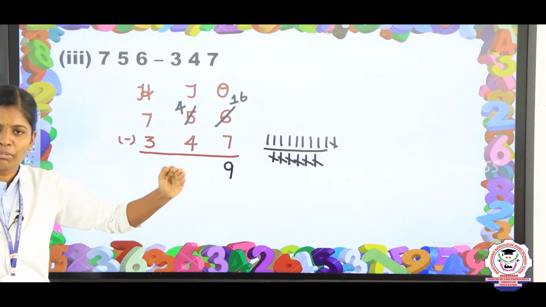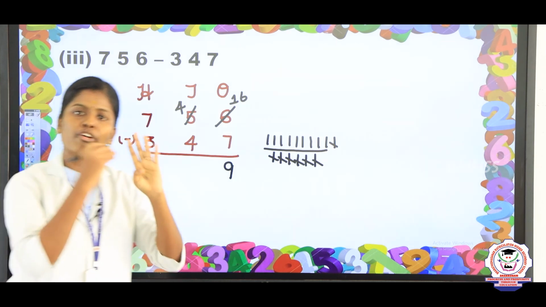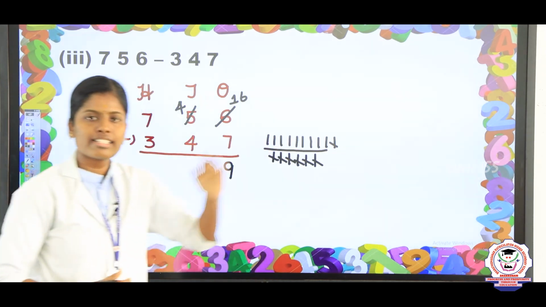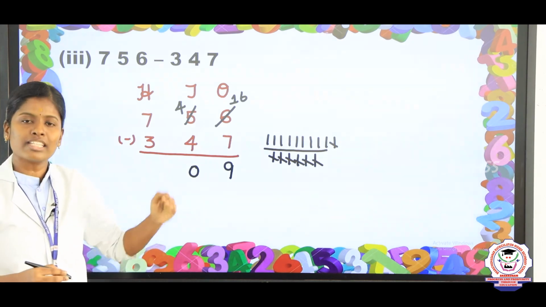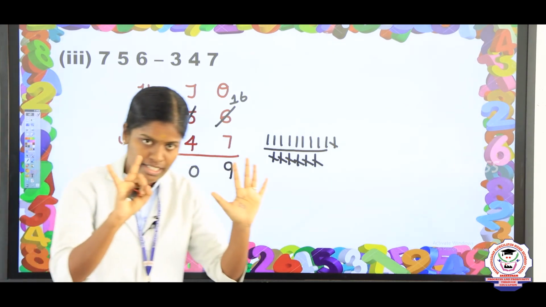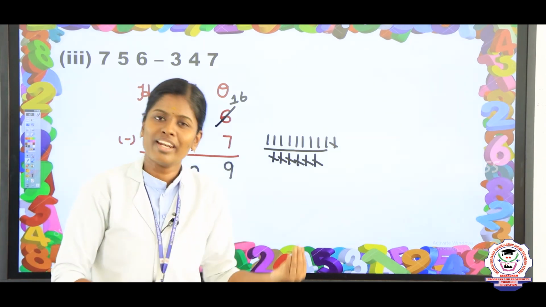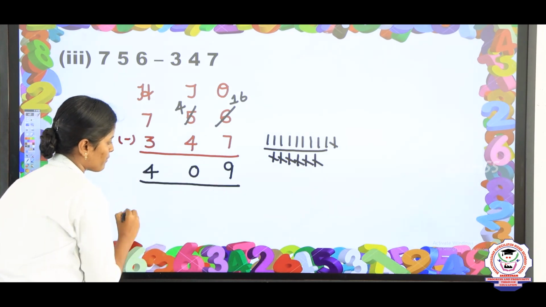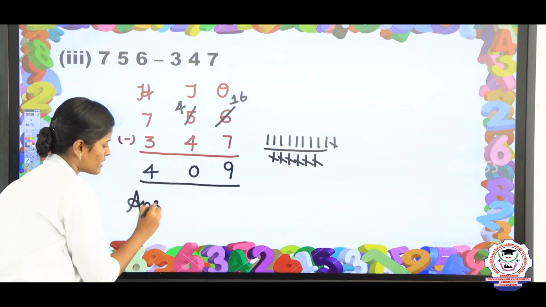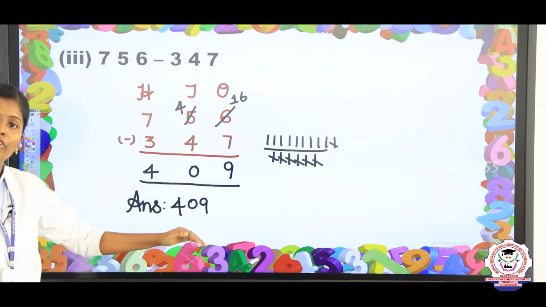Next take the tens place value. Here the tens place values are the same numbers. So 4 minus 4. The answer is 0. Next take 7 minus 3. So show your 7 fingers and fold 3 fingers. Remaining how many fingers are there? Very good. The answer is 4. Finally, you should write the answer 409. What is the answer? 409.